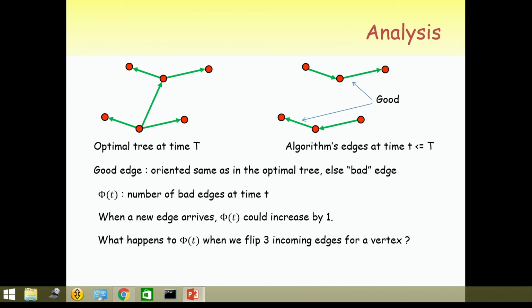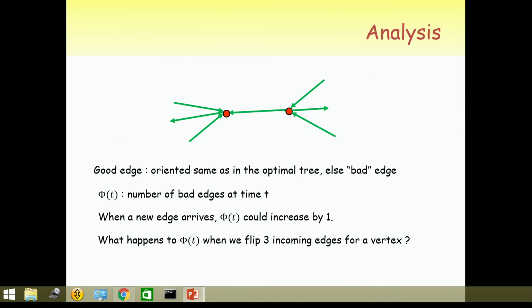But I claim that each time you do a flip, you will reduce the potential. Why? Because you're flipping 3 edges. Now out of those 3 edges, if you think about the optimal solution, only one of those was coming into this vertex. So you're setting at least 2 bad edges to good. So phi is at least decreasing by 1 unit. And that shows that you cannot be doing this operation a lot of times. So that's the complete proof.